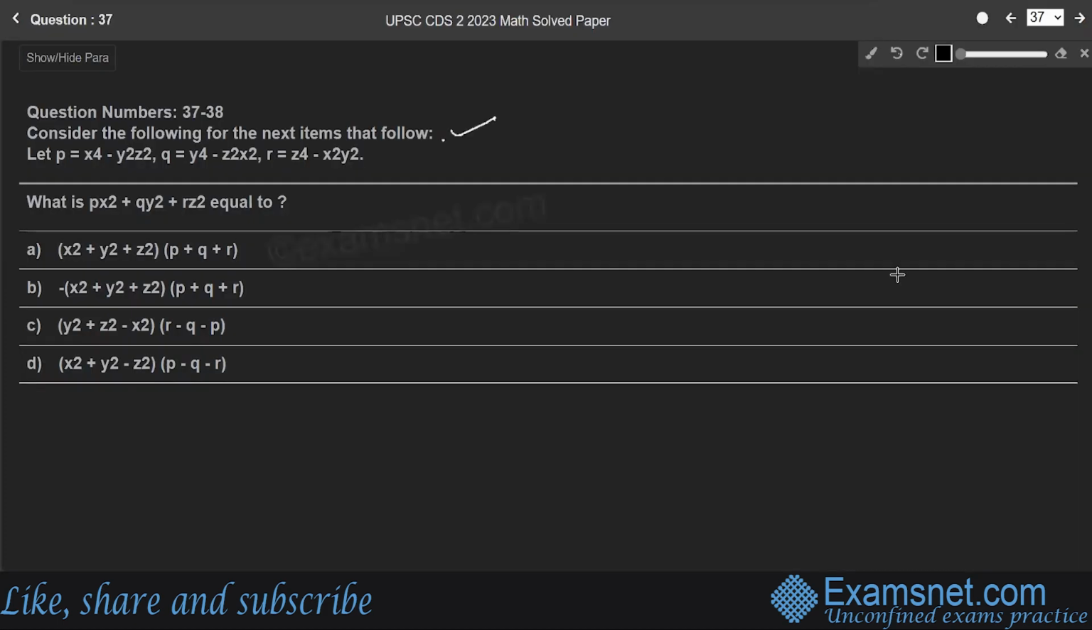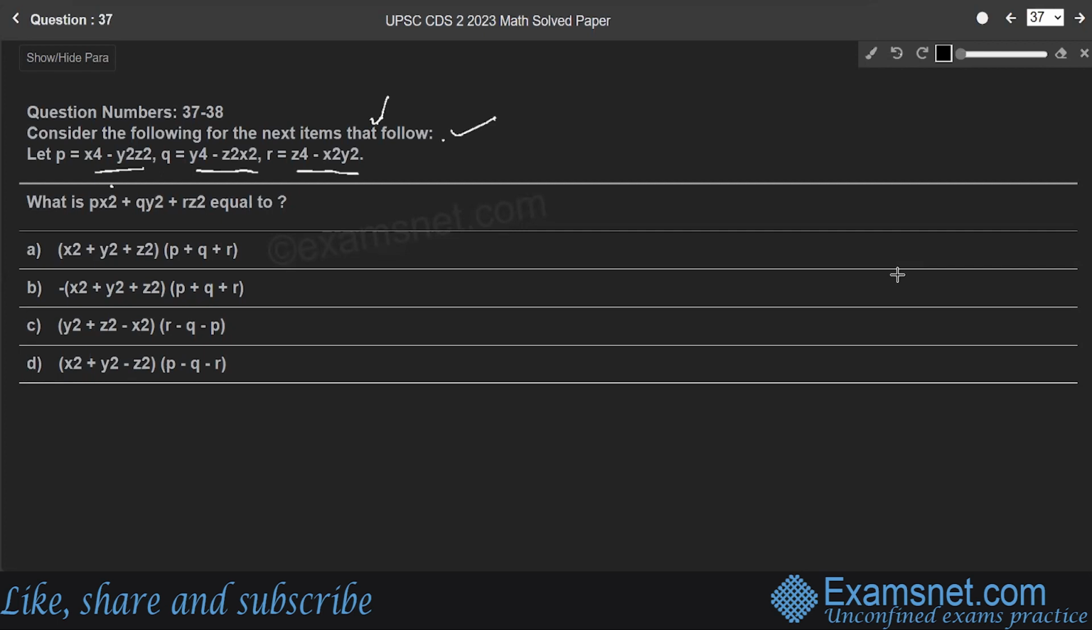Question 37. Consider the following for the next two questions that follow. So if P is x raised to 4 minus y square z square, Q is y raised to 4 minus z square x square, and R is z raised to 4 minus x square y square. So what is Px square plus Qy square plus Rz square equal to?